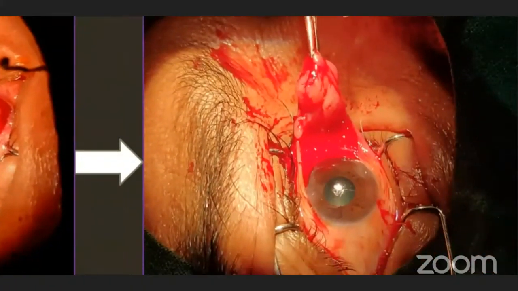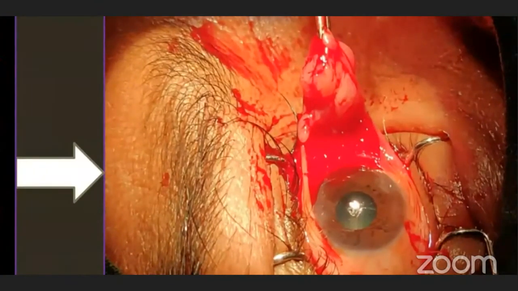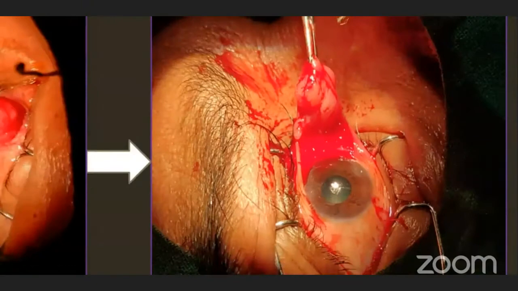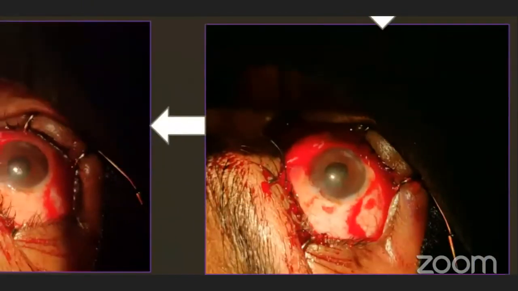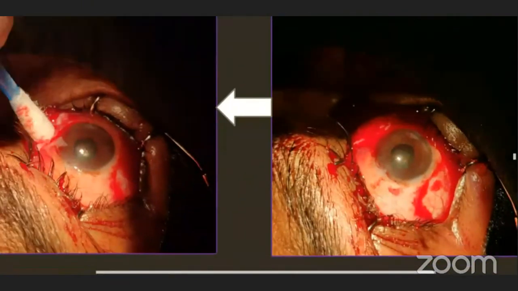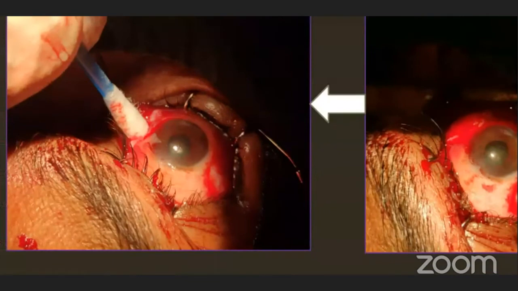The mass was totally excised. The mass was free from the scleral bed. The mass is globular in nature and well encapsulated. This was followed by conjunctival autograft on the temporal side, and the graft was secured with autologous blood.